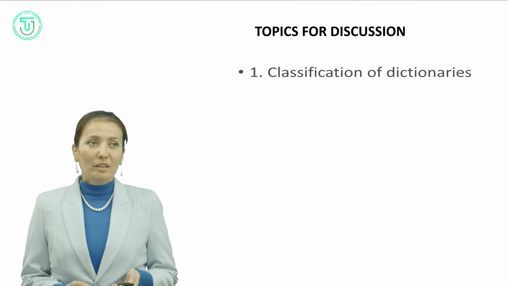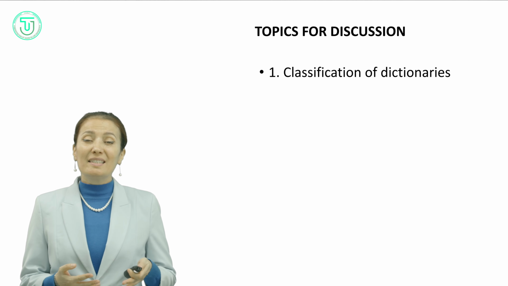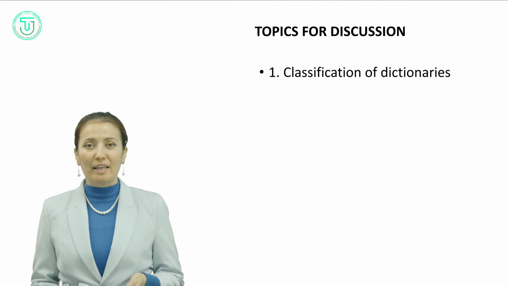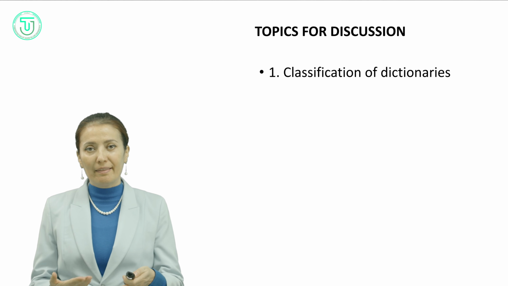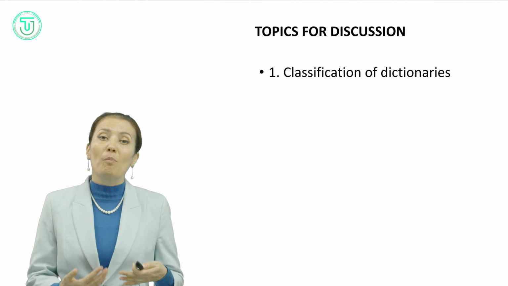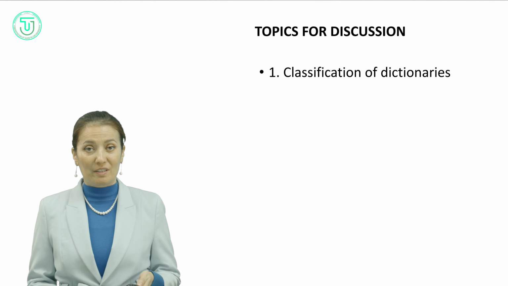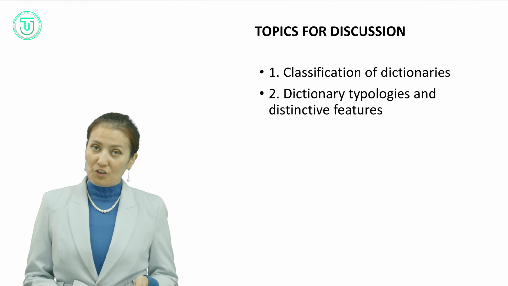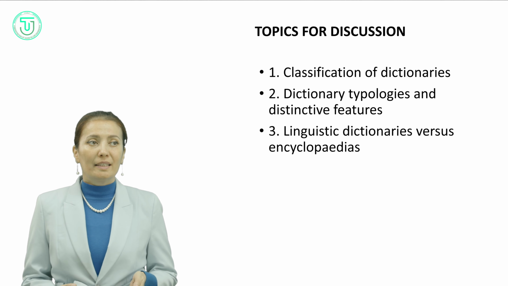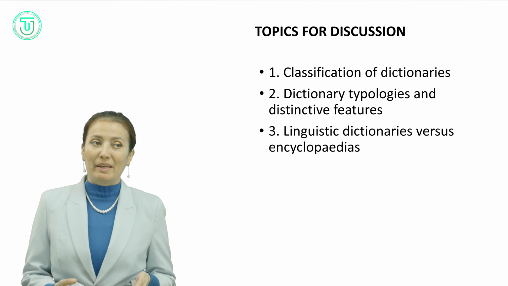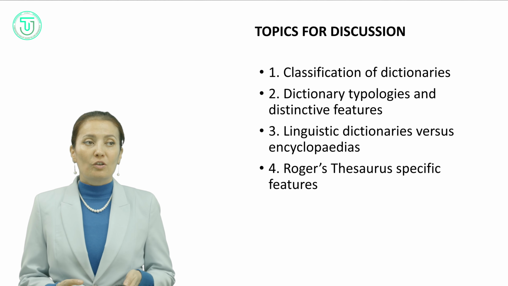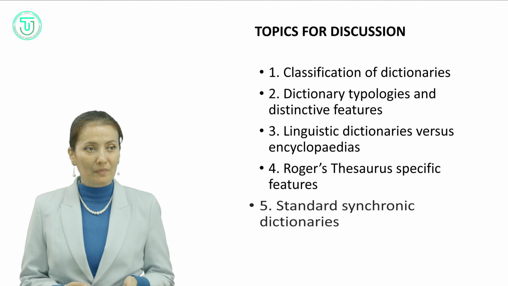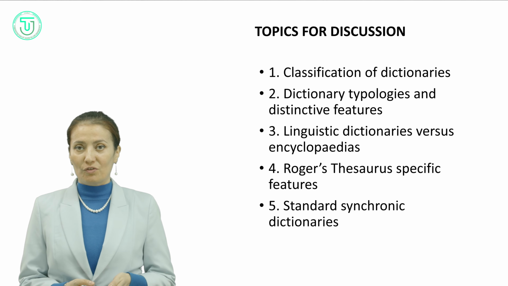So today we're going to speak about the classification of dictionaries. We spoke about the classification in previous lectures. Today we are going to extend this topic and give more information about the types of dictionaries in more detail. Dictionary typologies and distinctive features of each, then linguistic dictionaries versus encyclopedias, Roget's thesaurus, specific features, and standard synchronic dictionaries.